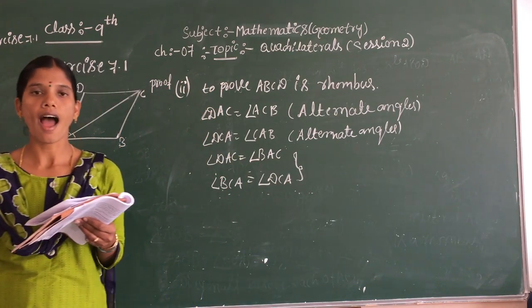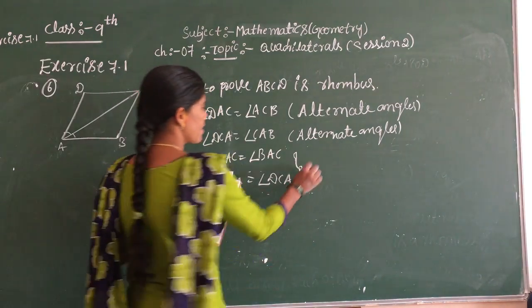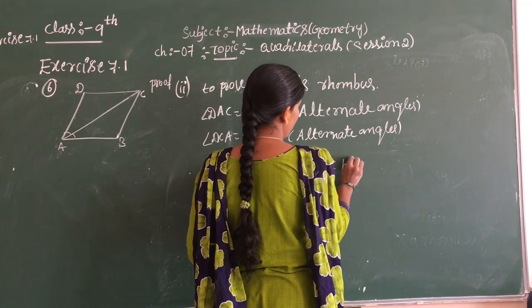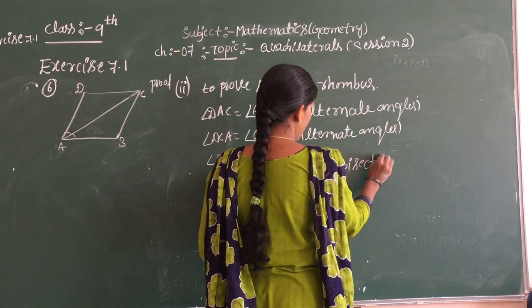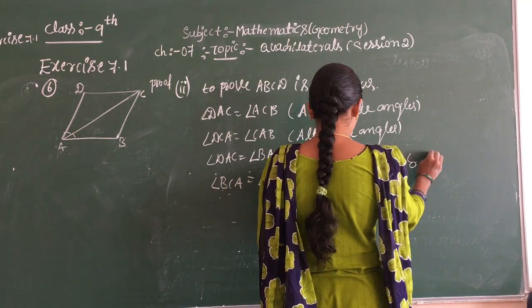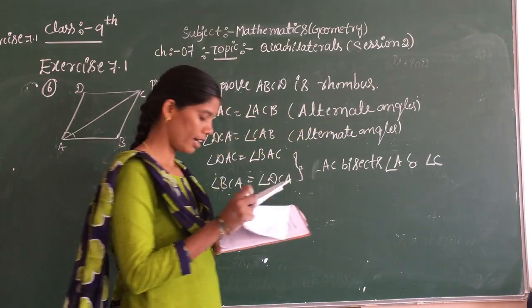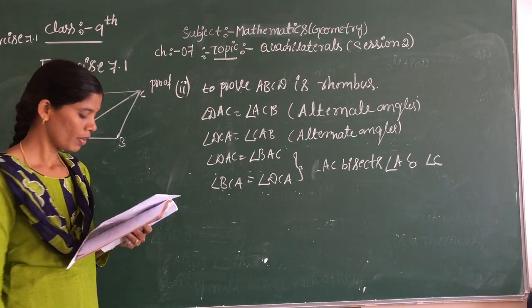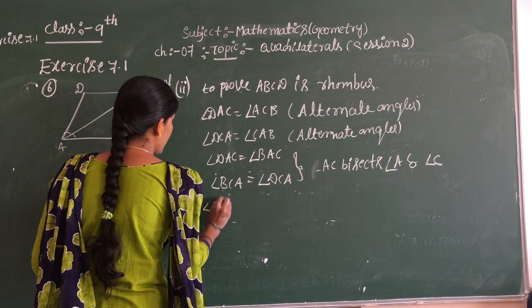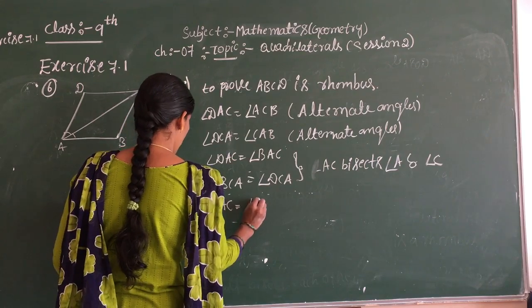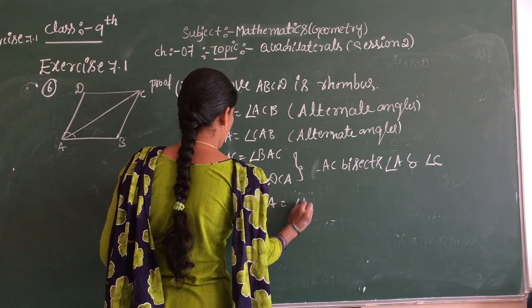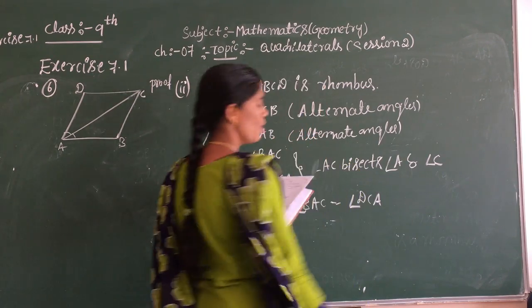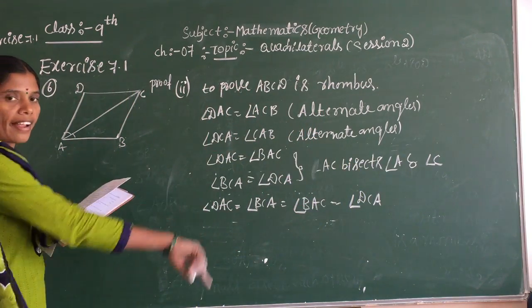What is that, children? AC bisects angle A and angle C. Now next we shall move to that: angle BAC is equal to angle BCA. So having equal angles.